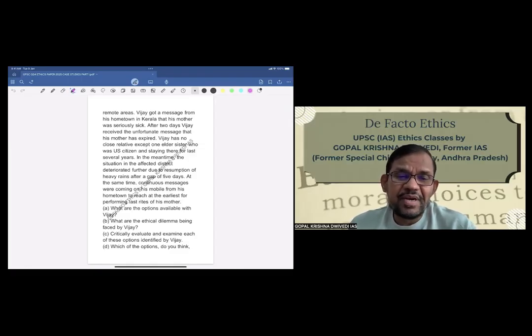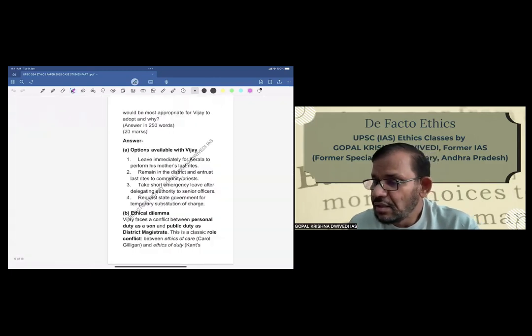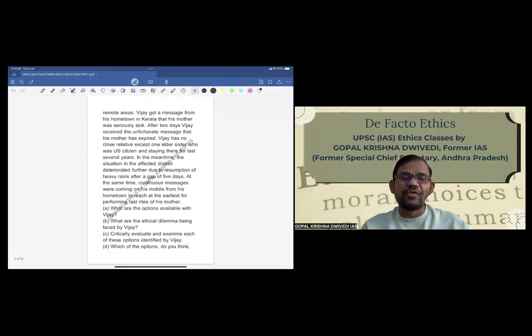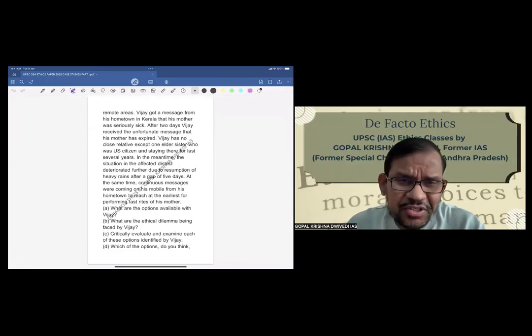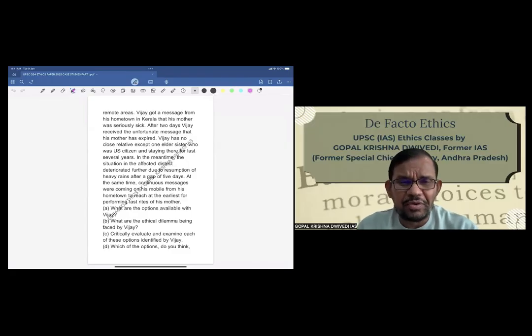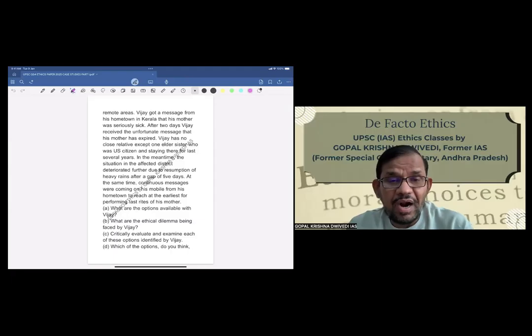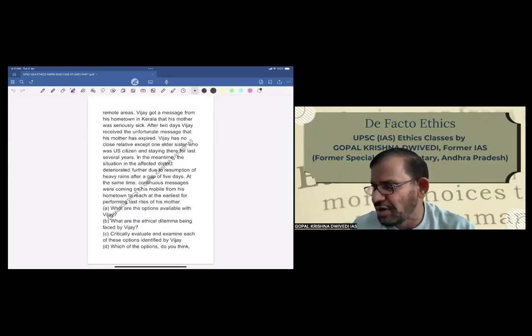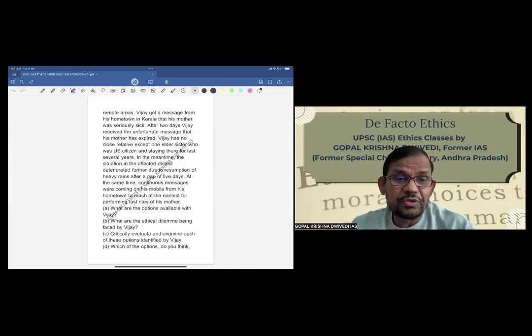Critically evaluate and examine each of these options identified by Vijay. Which option do you think would be most appropriate for Vijay to adopt and why? So basically, these are 4 questions, and 250 words means each question has to be answered in about 50 to 60 or 70 words, not more than that. So roughly 60, 65 words, or maybe one part may take 70, 80 words, another part may take about 50 words. So basically 250 words means this, and each part is a 5 marks question.